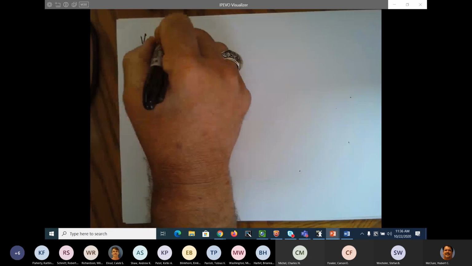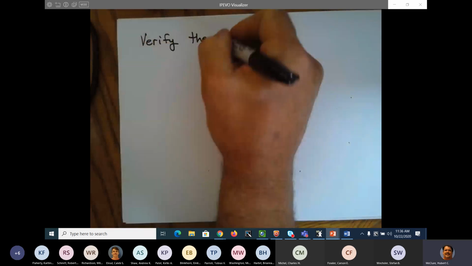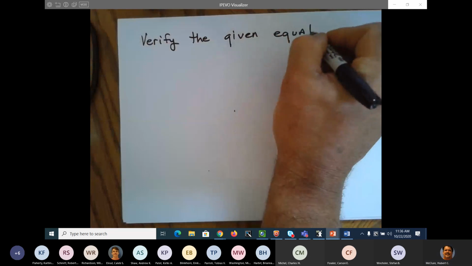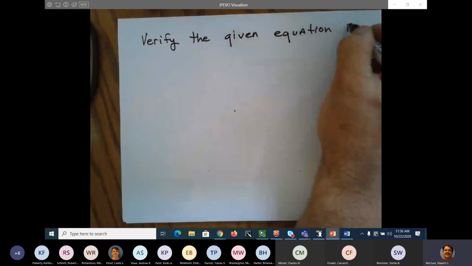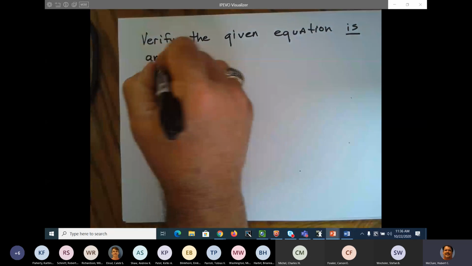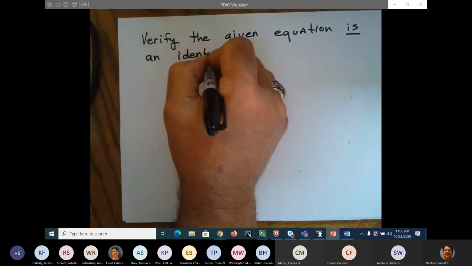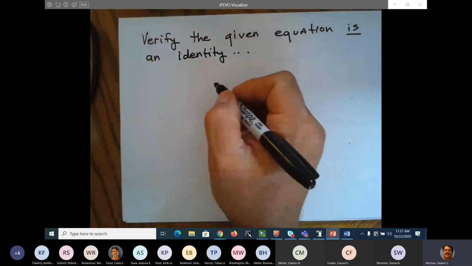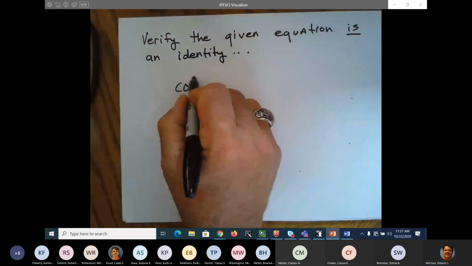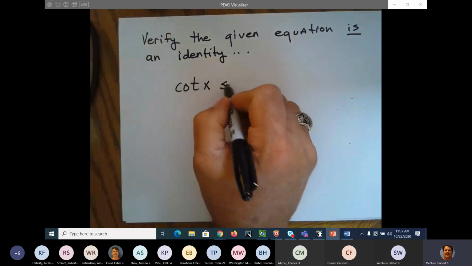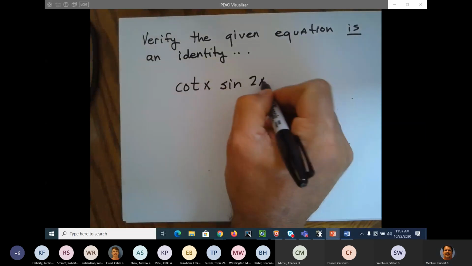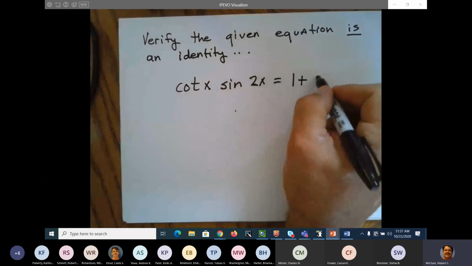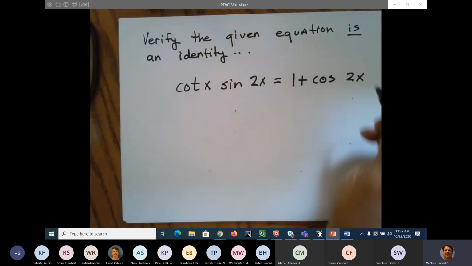Verify the given equation is an identity. And that'll be cotangent of x times sine of 2x is equal to 1 plus cosine of 2x.